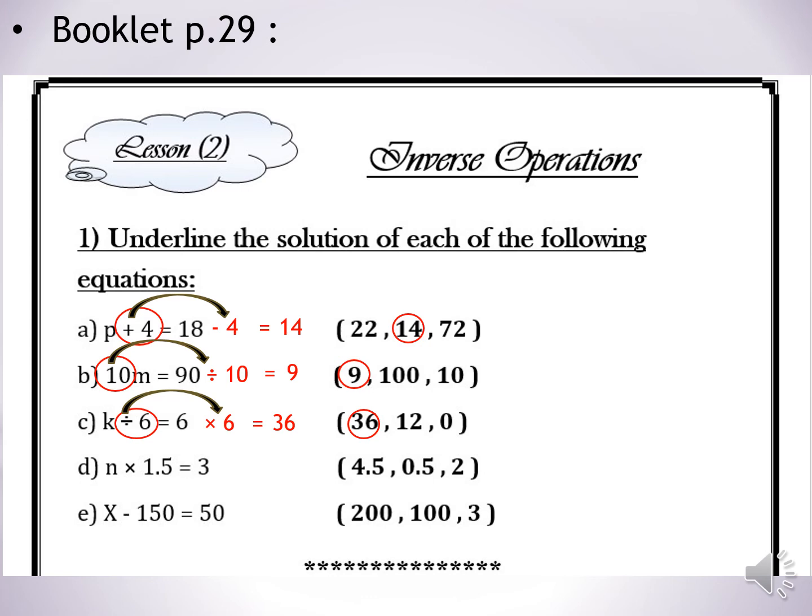In letter D, n times 1.5 equals 3. So I will send 1.5 with the opposite sign. It will be divided 1.5. 3 divided 1.5 equals 2, so n equals 2. In letter E, x minus 150 equals 50. Circle 150, send it to the other side with the opposite sign, so it will be plus 150. 50 plus 150 equals 200, so x equals 200.